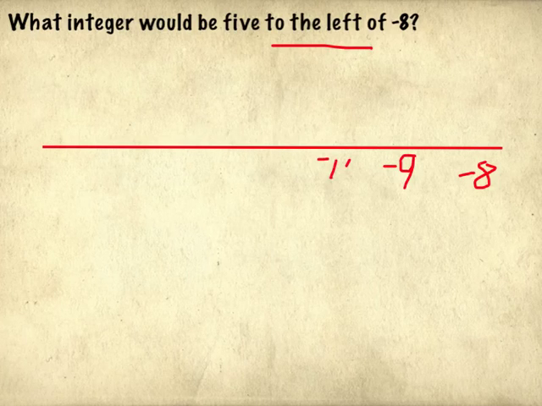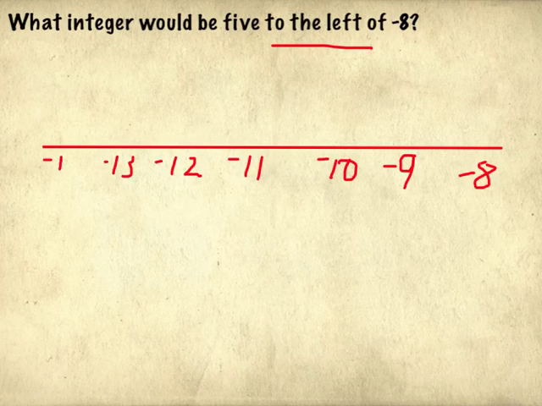-9, -10, -11, -12, -13, -14. Let's see if I've gone far enough. I need to go 5, so I'll start here and bounce my ball. 1, 2, 3, 4, 5. -13 would be the answer.